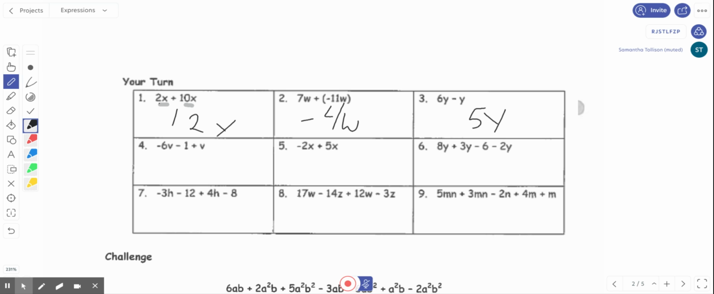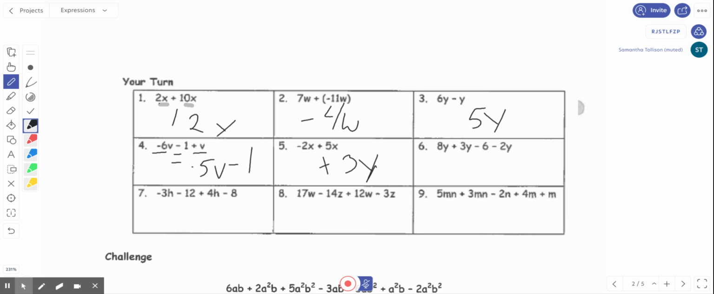Negative 6v minus 1 plus v. So this is the first one that does not have all like terms. I have my negative 6v and my positive v. And then I have a constant of a negative 1. So negative 6 plus 1 is going to give me a negative 5v. And then I'm left with my minus 1. So we're going to go ahead and take a look at another one of those. We're going to skip 5. That answer is negative 3x. I'm sorry, positive 3x.